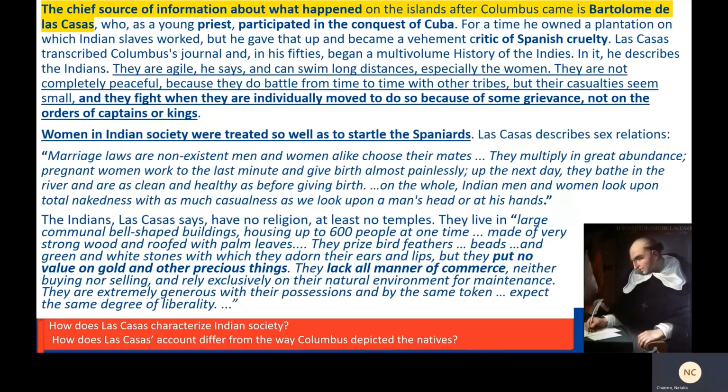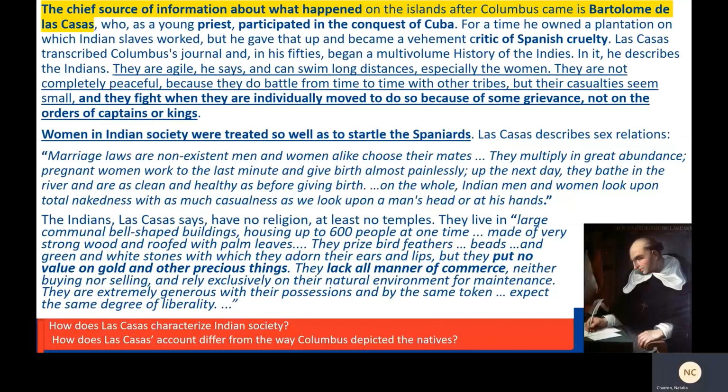They are agile, he says, and can swim long distances, especially the women. They are not completely peaceful, because they do battle from time to time with other tribes, but their casualties seem small, and they fight when they are individually moved to do so because of some grievance, not on the orders of captains or kings. Women in Indian society were treated so well as to startle the Spaniards.